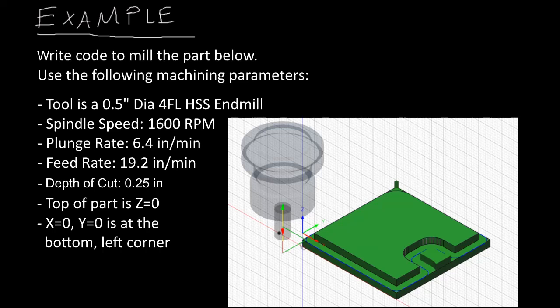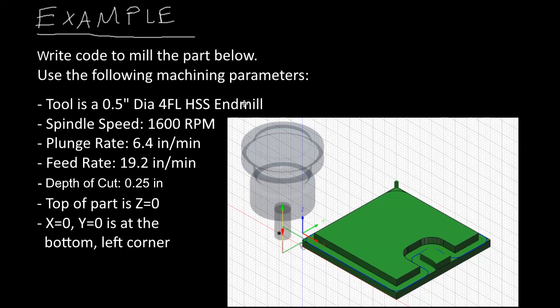Okay, in this video, I'm going to go over the actual tool path of the part that you see in this picture right here. So we're going to write code, G-code, to mill the part below. We're going to use the following machine parameters.